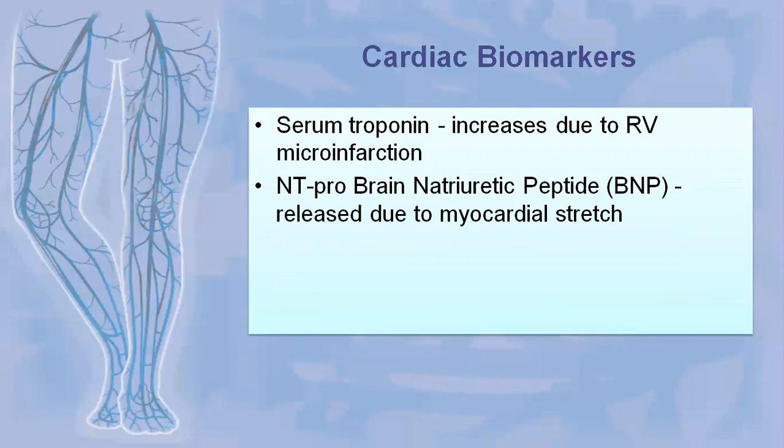How about cardiac biomarkers? Serum troponin increases due to right ventricular microinfarction. Whereas NT-proBNP, or brain natriuretic peptide, may be increased because it is released due to myocardial stretch. So these cardiac biomarkers are indirectly related.